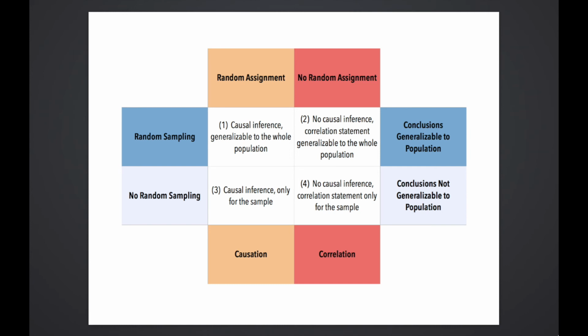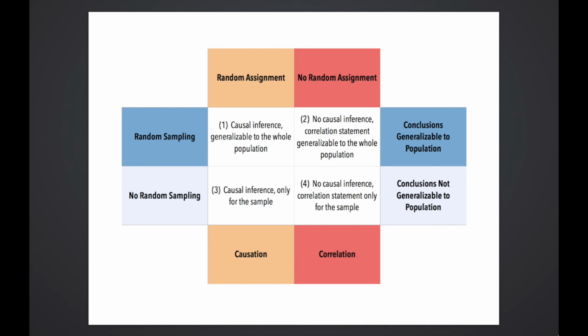In box 2 is the situation where we have taken a random sample for our study, but there isn't any random assignment. So because there's no random assignment, this means that we can't make any causal statement about the association that we find between an explanatory variable and an outcome variable. We can only make a statement about correlation. But because we took a random sample, our conclusions are generalizable to the whole population. So we can say that we see an association between variable x and variable y, and we can conclude that this is something that is happening in the population as a whole. We just can't make a causal statement.